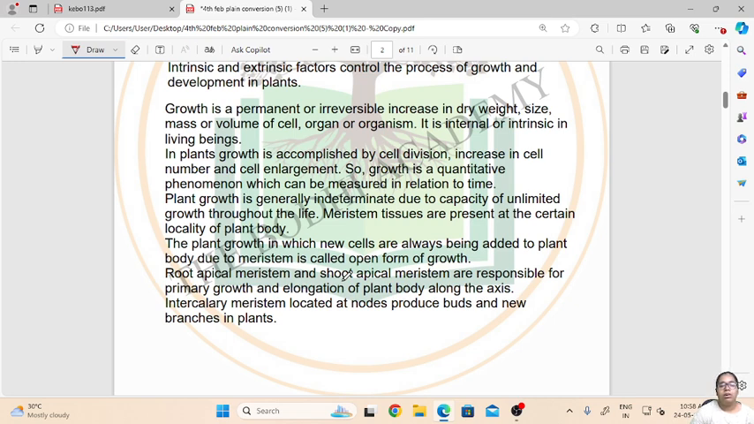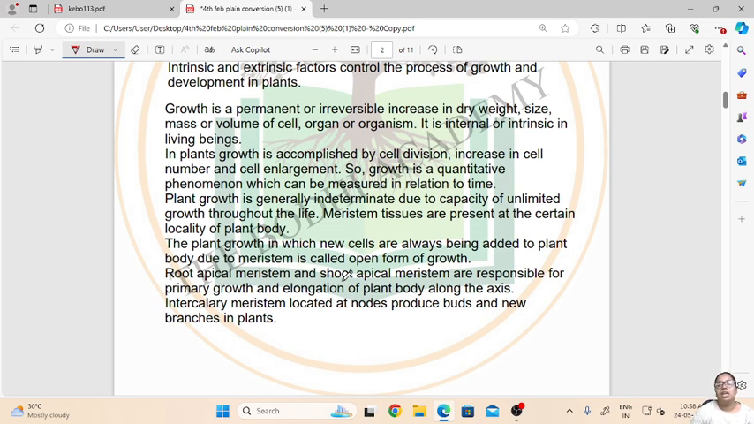So growth is a quantitative phenomenon which can be measured in relation to time. So in a particular time the plant has grown to a particular height. So this is how growth can be determined in plants. Plant growth is generally indeterminate due to the capacity of unlimited growth throughout the lifespan. So meristematic tissues are permanent at certain localities of the plant body.